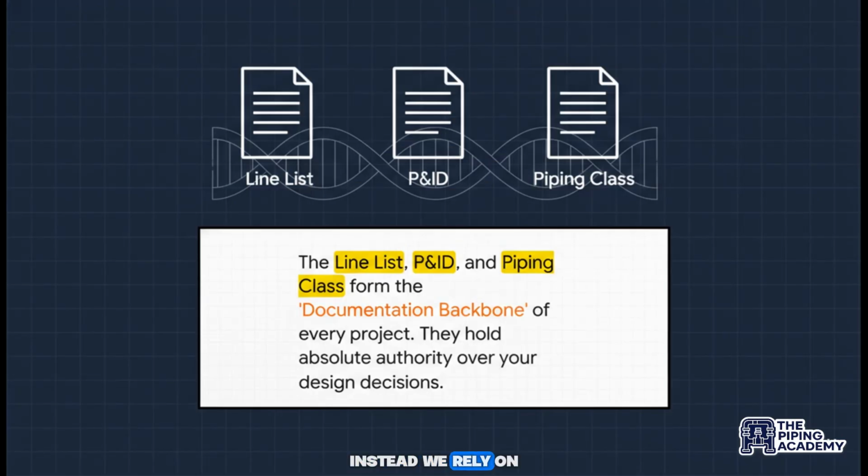Instead, we rely on this incredible trio of documents that really form the documentation backbone of any EPC project. We're talking about the line list, the P&ID, and the piping class. Look, as a designer, these are your instructions. If you think of the 3D model as the body of the plant, then these documents, they're the DNA. They dictate everything. So today, we're going to break down how to read them, see how they all work together, and most importantly, understand why they hold absolute authority over every single design decision you make.